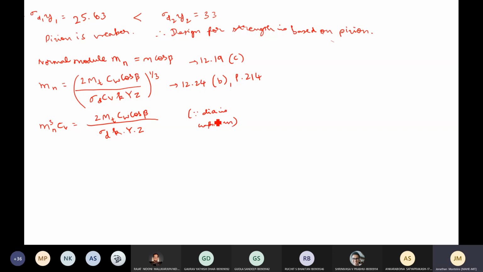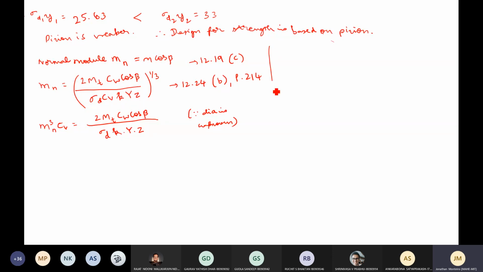We followed the same procedure even for spur gears. When the diameter was unknown, we went with m cube Cv, or in this case mn cube Cv. When the diameter is known but the number of teeth is unknown, we go with m square Y. That's the only difference among all the problems. You have to identify the correct type and then proceed. So let us find each individual component which we can substitute here.